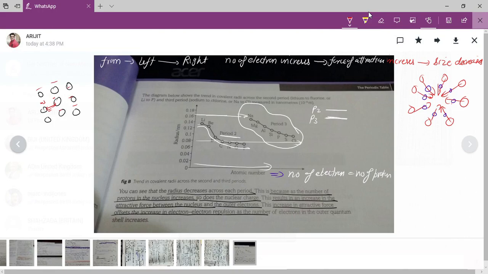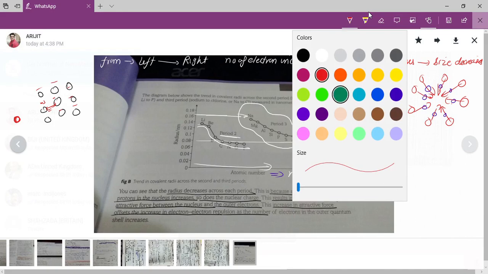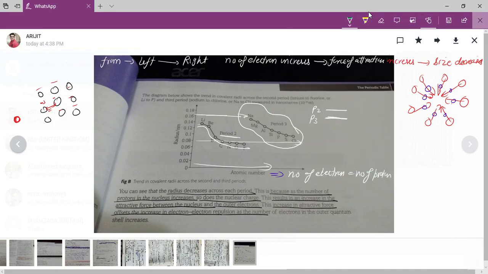But they are saying there is an increase in the force of attraction towards the nucleus. The nucleus is applying the force of attraction. When it is applying the force of attraction, each and every electron will tend to come close to the nucleus. So in that condition, the force of repulsion will be less compared to the force of attraction.